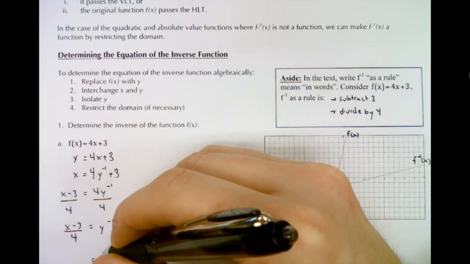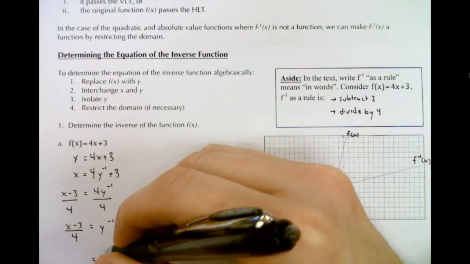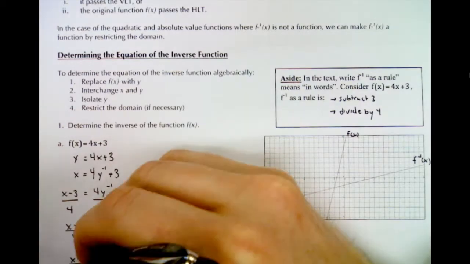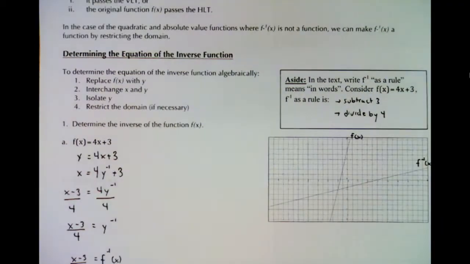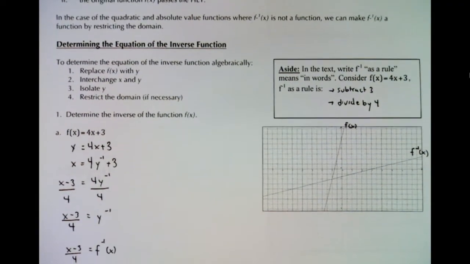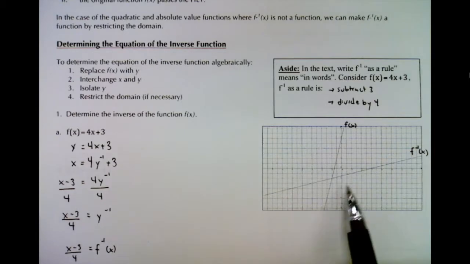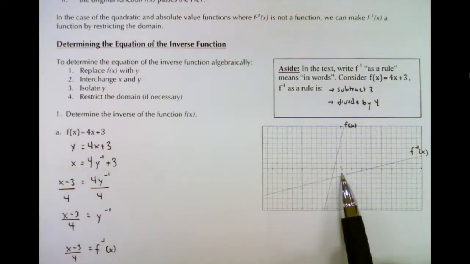So we're going to say f inverse of x equals x minus 3 over 4. And that's just the equation of a line. This time the line has a much flatter slope. It'd be 1 over 4. And the y-intercept would be negative 3 over 4. And we can see that there, negative 3 over 4 and a much flatter slope.